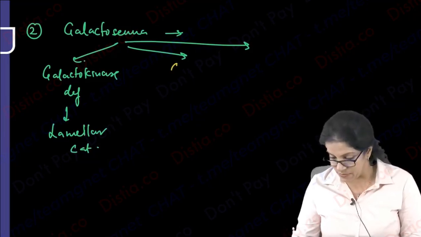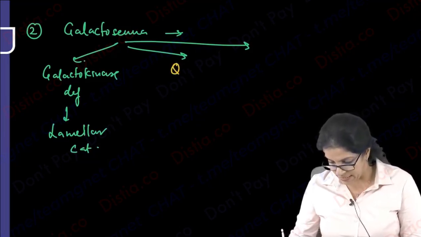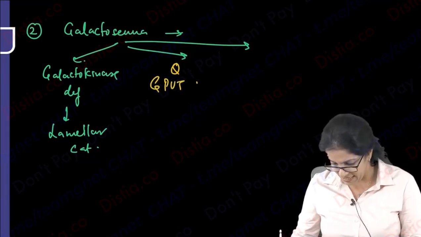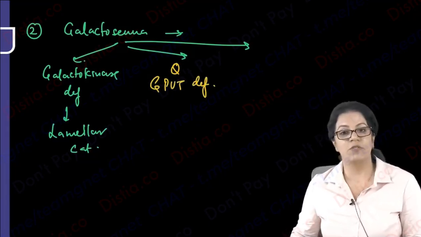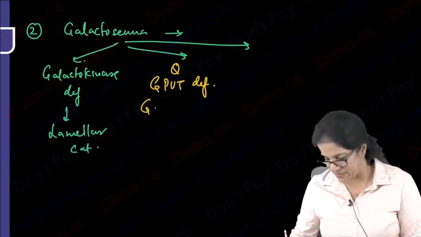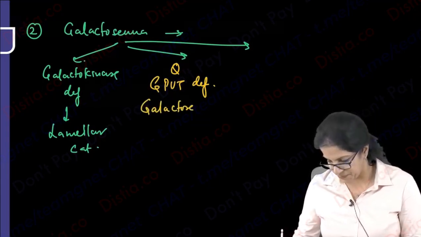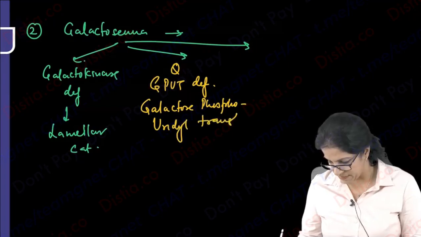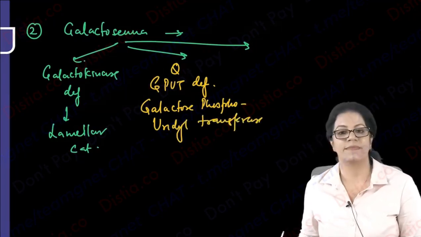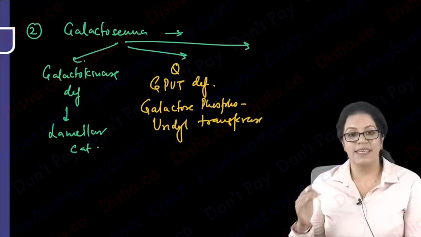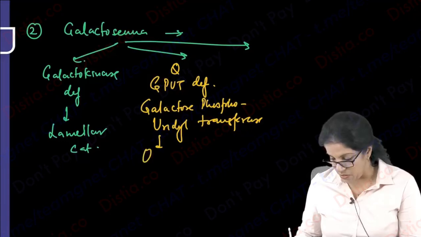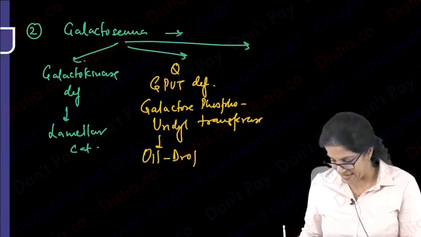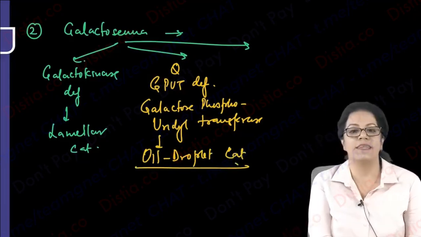Now this one is an exam question. If it is due to GPUT deficiency, GPUT stands for what? Galactose phosphouridal transferase. Okay? It is galactose phosphouridal transferase. So, if it is due to this, it will lead to oil droplet cataract. So what we are going to get here is oil droplet cataract.